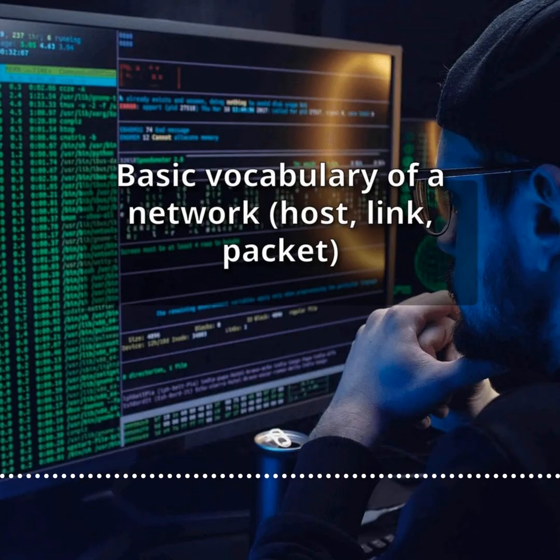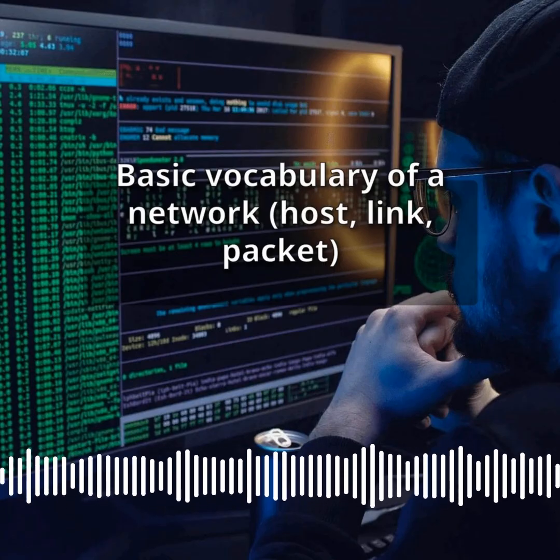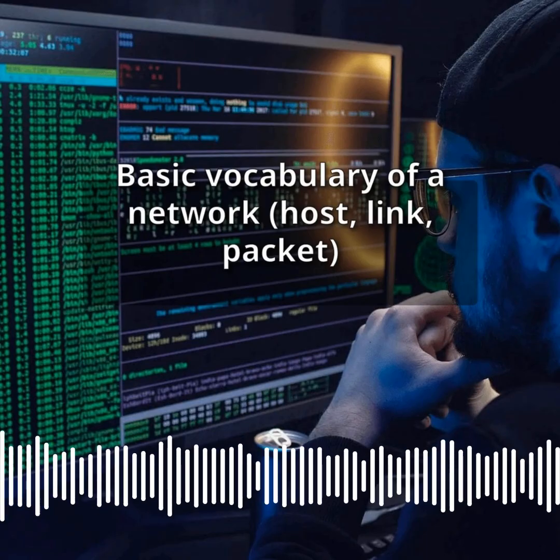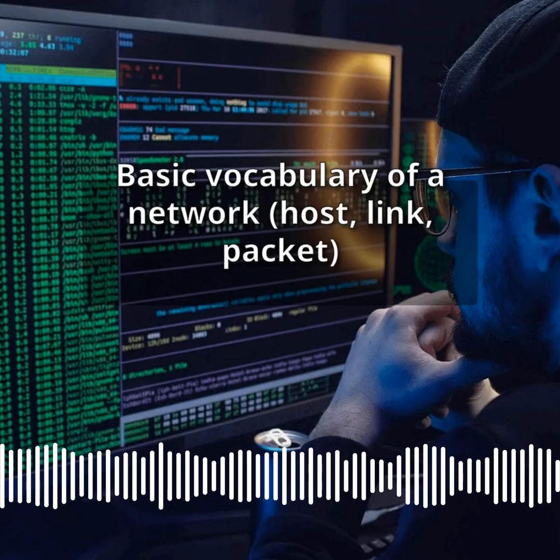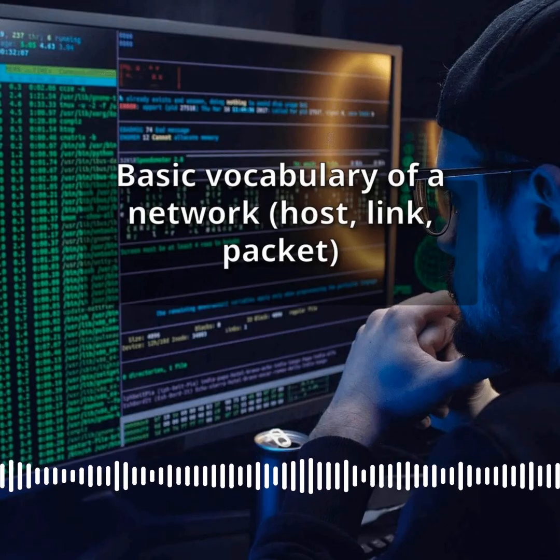At the destination, the packets are reassembled in the correct order to reconstruct the original data. Every packet has two main parts, the header and the payload. The header contains control information that the network uses to deliver the packet correctly.